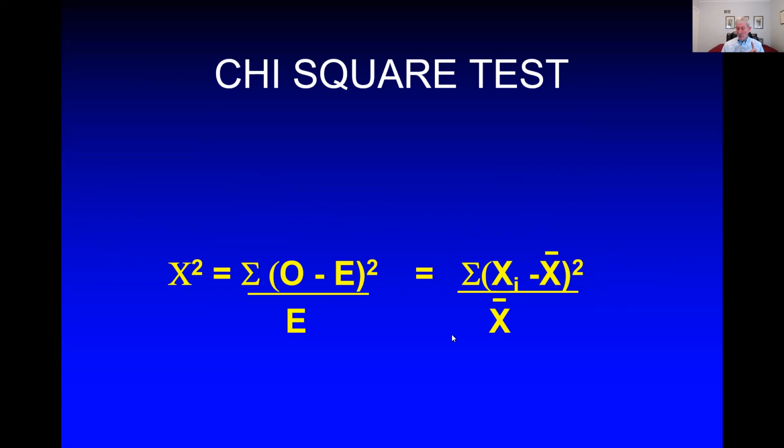Number one, there's no square root sign. And number two, instead of n minus 1 in the bottom, it's some mean value. So the important thing to note here, though, is it does sum up the deviations. And so if the deviations are small, chi-squared is going to be a small value. If the deviations are large, chi-squared will be a large value. Let me give you a couple of examples.